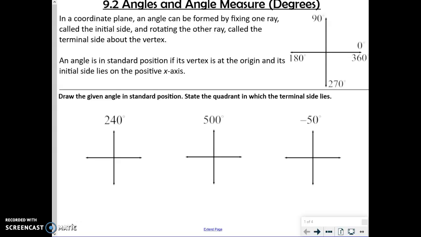Today's lesson 9.2, Angles and Angle Measures. Today we're dealing with degrees. First of all, the angle. It says in a coordinate plane an angle can be formed by fixing one ray called the initial side and rotating the other ray called the terminal side about the vertex.